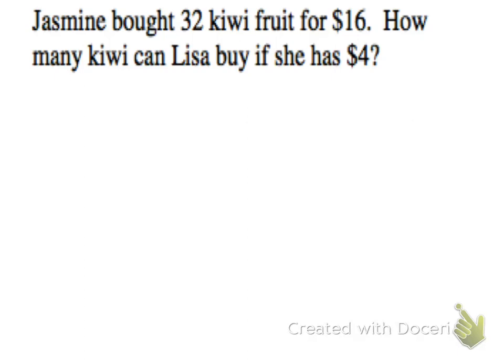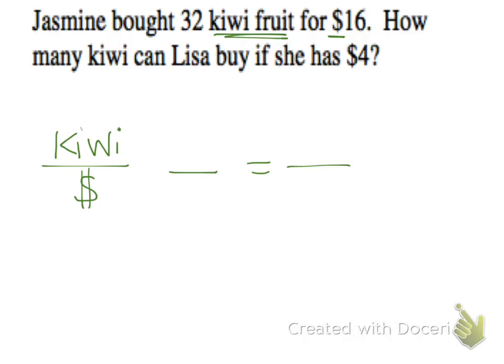So when you set up a proportion, the biggest thing you need to know, what are the two things we're comparing? We already talked about a rate, that you're comparing two different things. In this case, we're comparing kiwi fruit to money. So the first thing you want to do, don't even think about your numbers in the problem. Think about your two units that you're comparing. And then write those down. I'm comparing kiwi fruit to money. Now, a proportion are two equivalent rates, so you want to set that up.